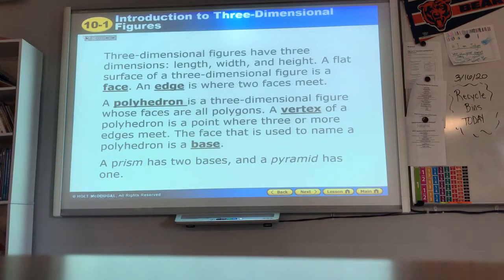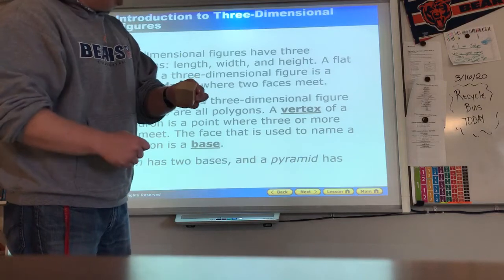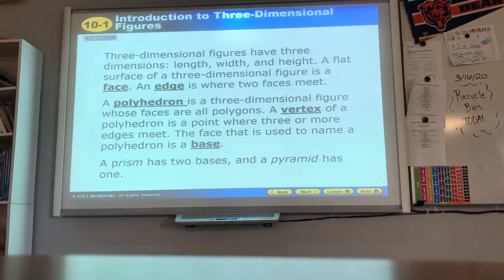A vertex of a polyhedron is a point where three or more edges meet. The face that is used to name a polyhedron is the base. So, one face, two faces, three faces meet at that point. All right, that is called a vertex.